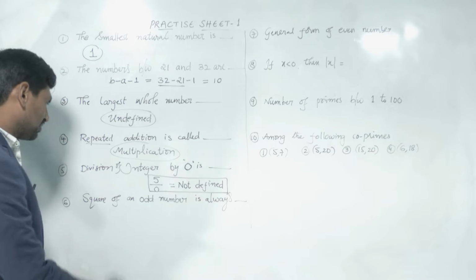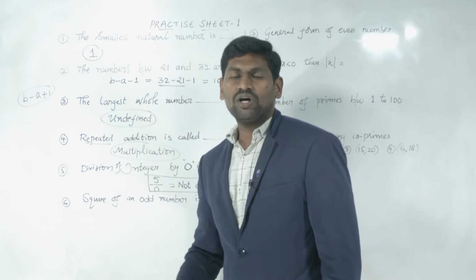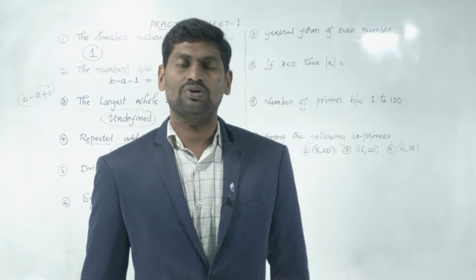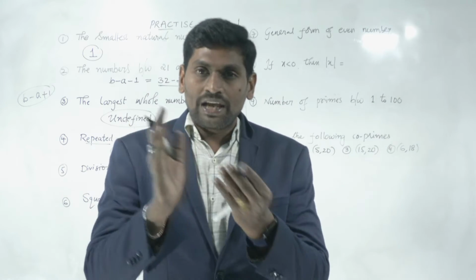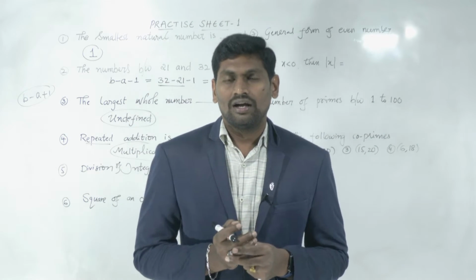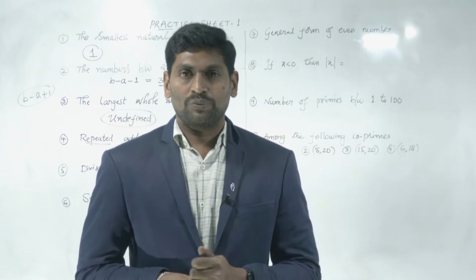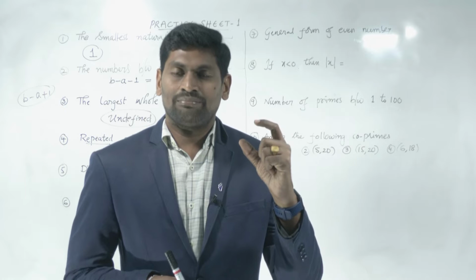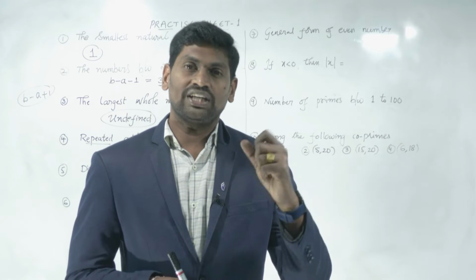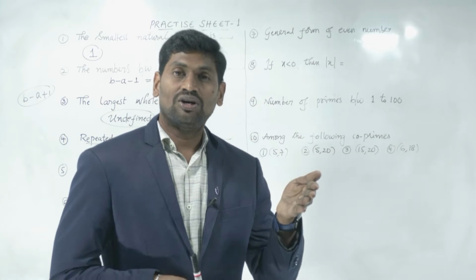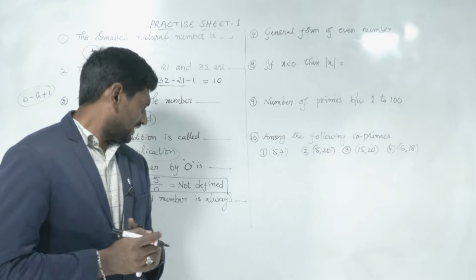Next, 6th question. Square of an odd number is always. Square means what? The square of a number is the number multiplied by itself. 3 into 3. 3 is a number, multiplied by itself again with 3. That means 3 into 3 gives 9. So 9 is called the square number of 3.